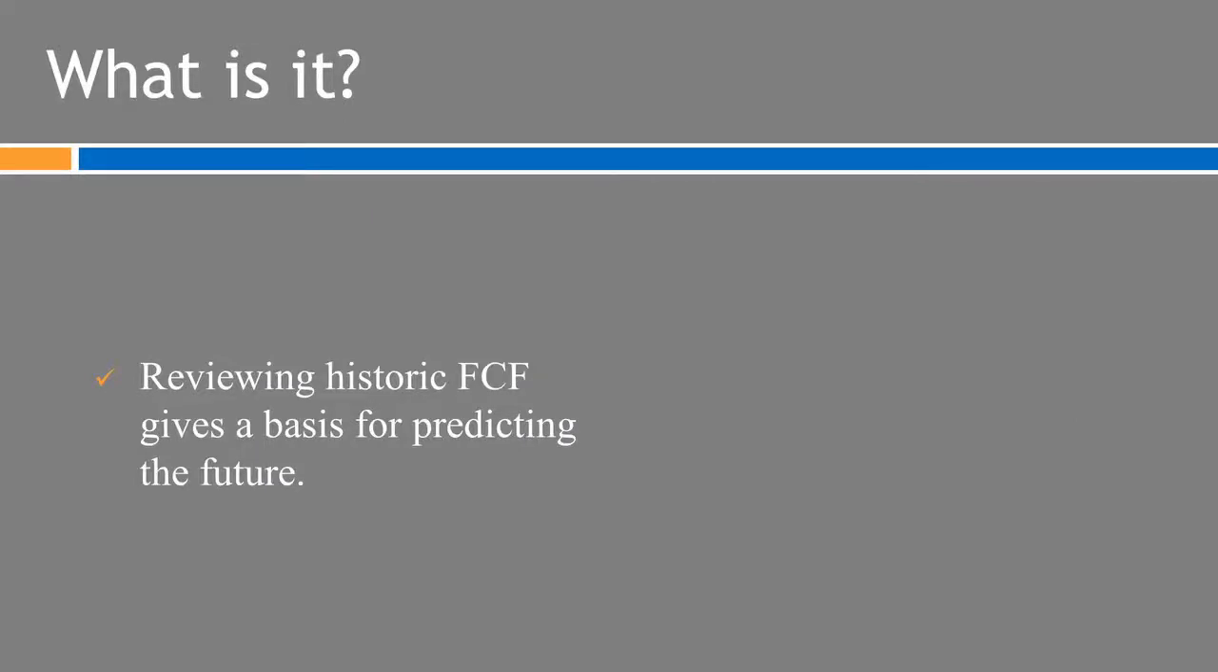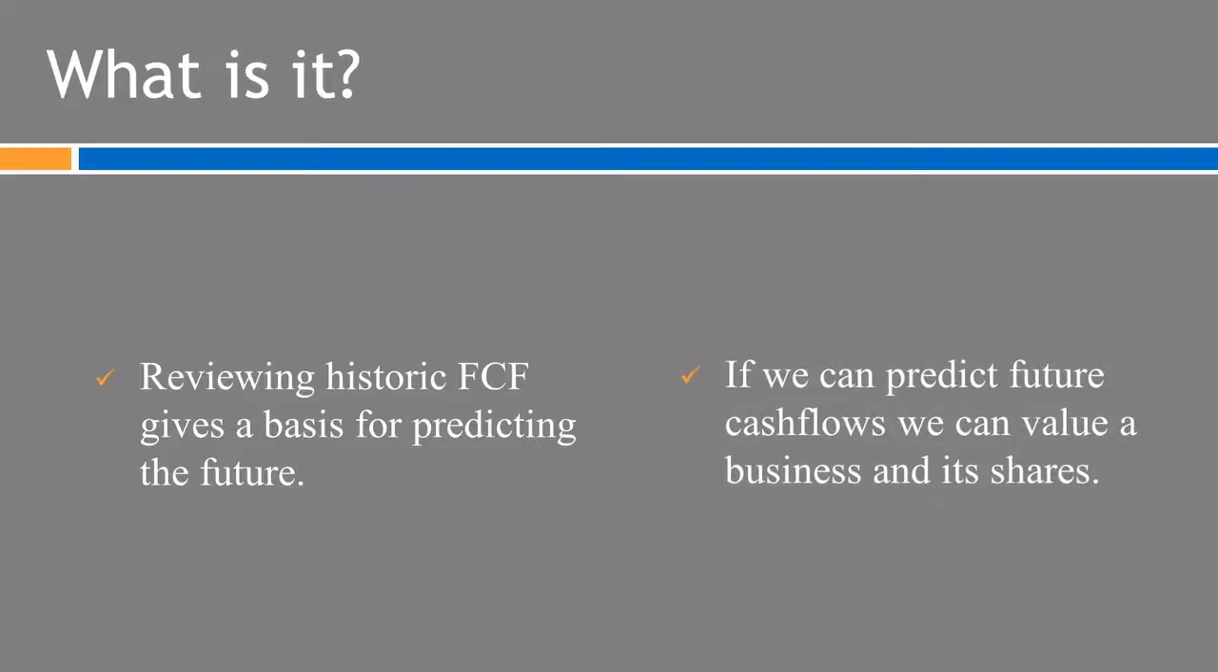So if we can review the historic free cash flow for a business over, let's say, the previous 10 years, we can have a good basis for predicting the future. Now, no one can predict the future exactly, so there's always risk involved. But if you've got the free cash flow for the last 10 years, you can look at how those numbers are behaving, you can look at the trend, you can see if it's very unpredictable or negative, taking those things into account. And if we can predict the future cash flows of that business, the cash it generates, we can therefore assign a value to them. And if we can assign a value to those cash flows, we can value a business and its shares.